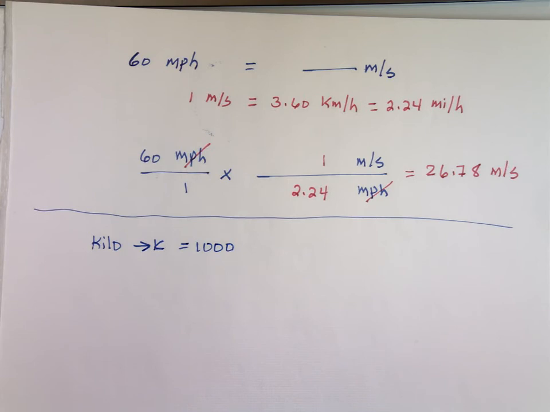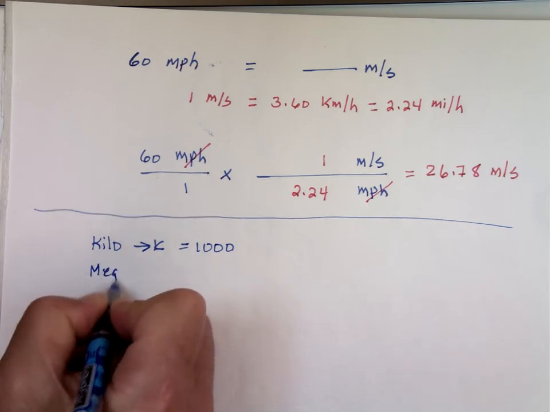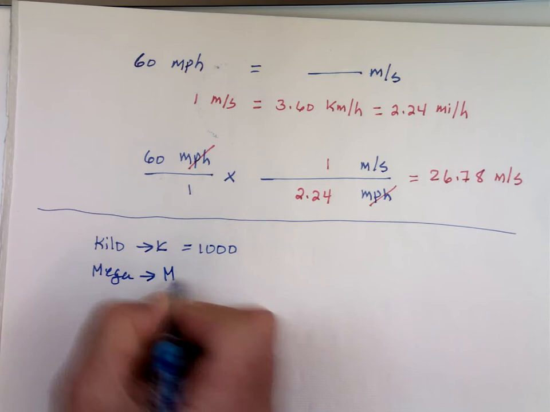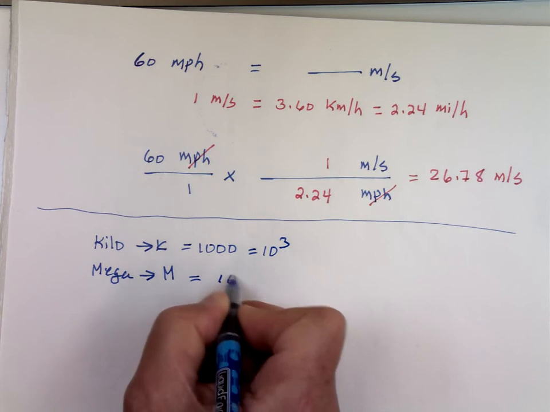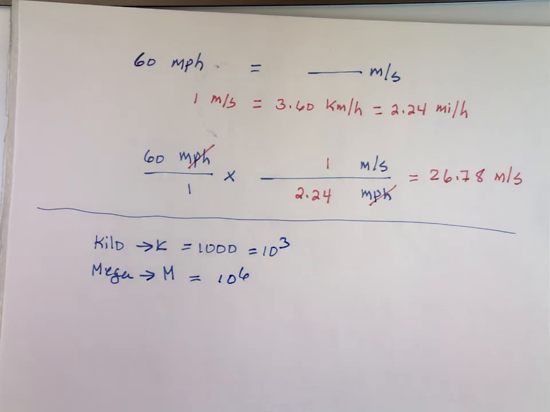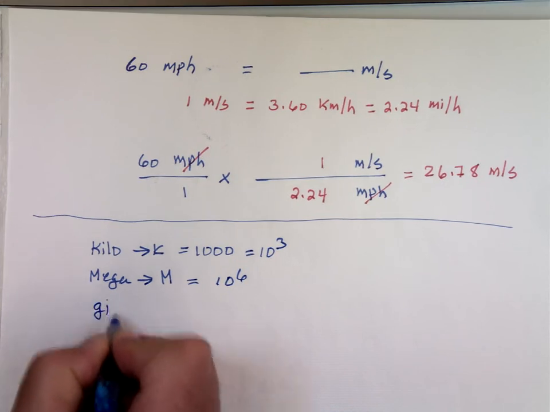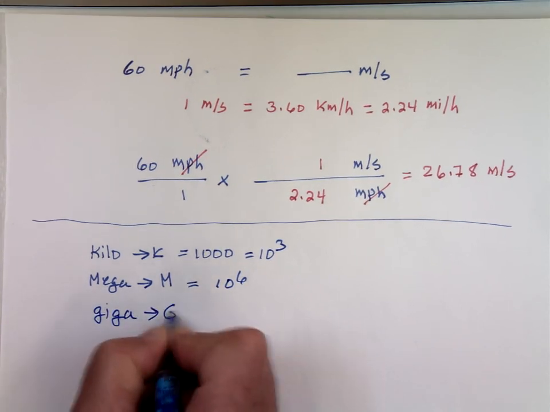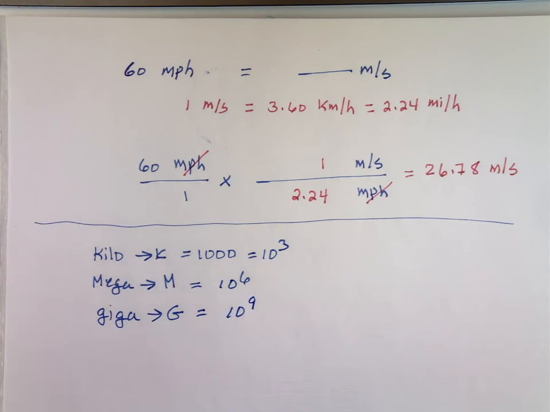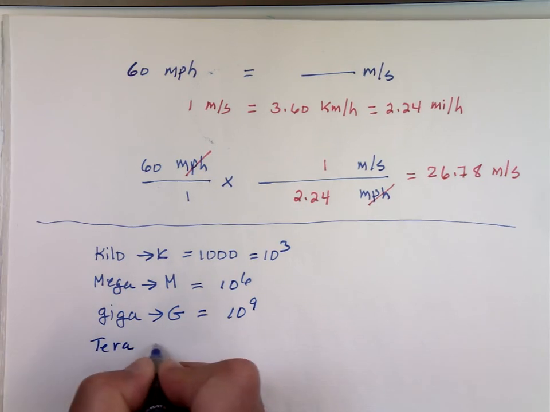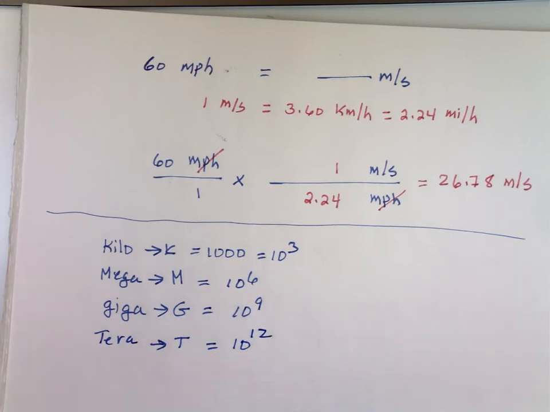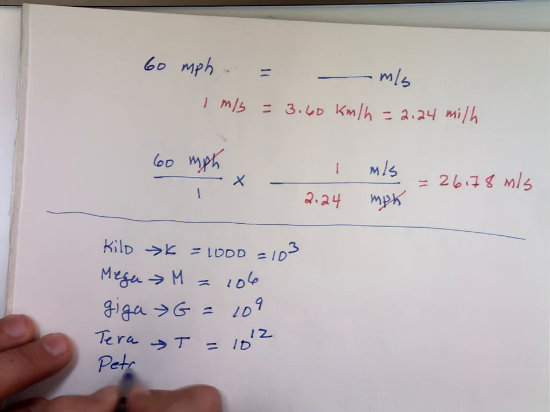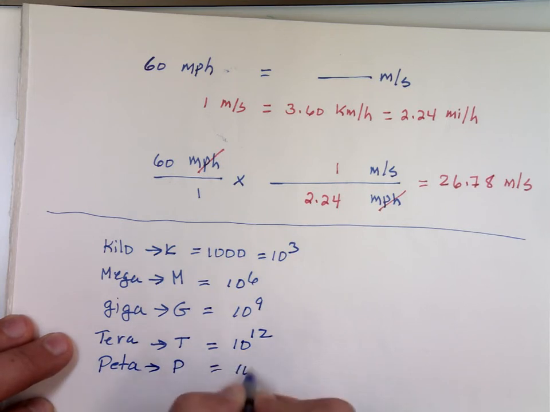If it's mega, we use capital M. A mega is a million, so 10 to the 6. Giga is a capital G, that's 10 to the 9th. Then you have tera, which is a capital T, that's 10 to the 12. And we get peta, capital P, that's 10 to the 15th.